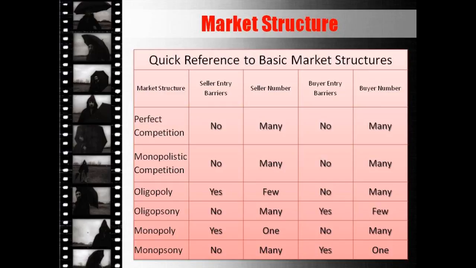For the monopoly, there is a barrier for the seller entry, and there is only one seller, and there is no barrier for the buyer entry, and there are many buyers in this market.